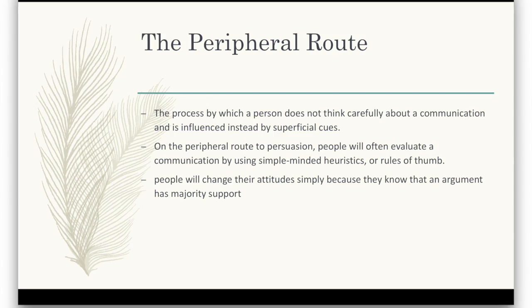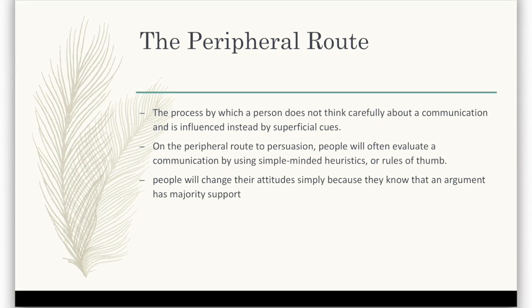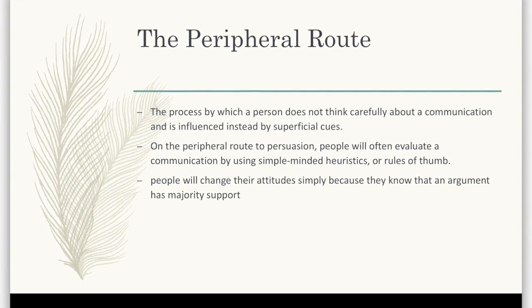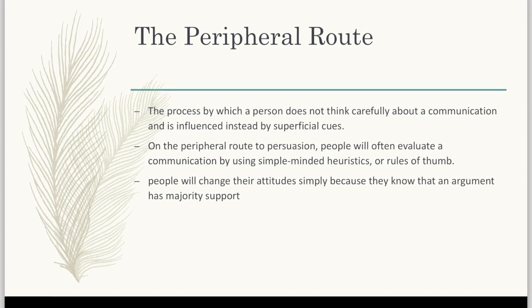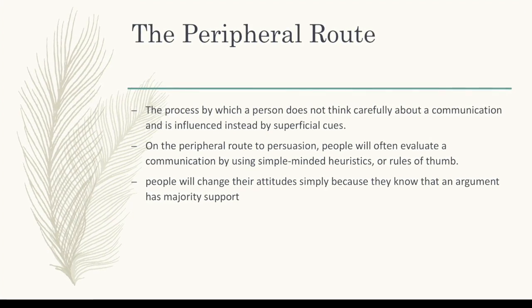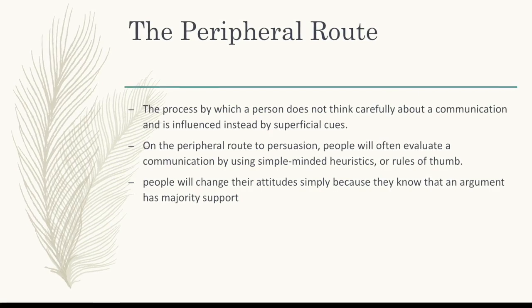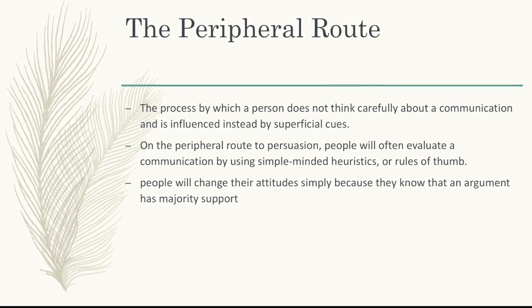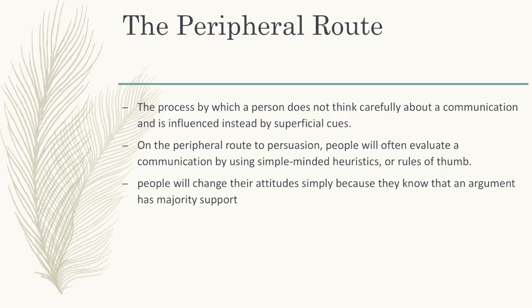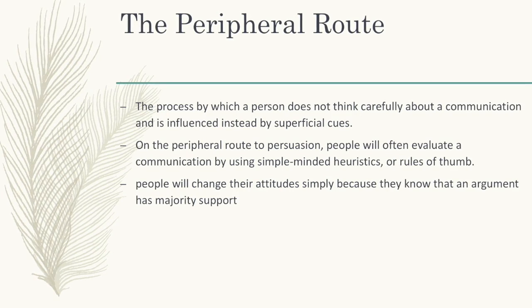Now, the peripheral route is the process by which a person does not think carefully about a communication and is influenced instead by superficial cues. These are the type of people that will change their attitude simply because they know that an argument has majority support.